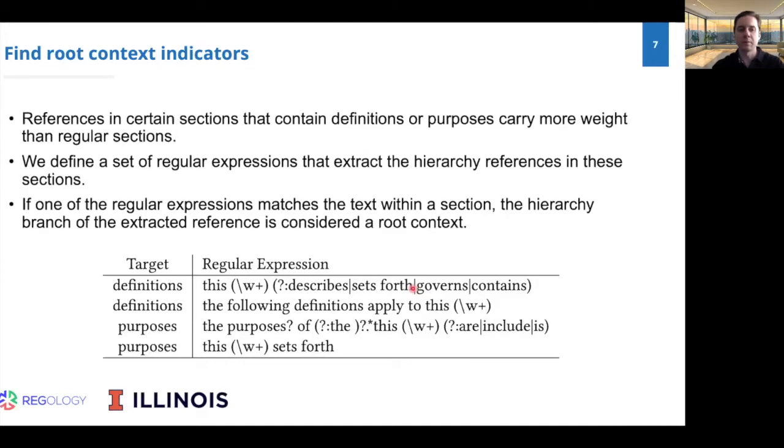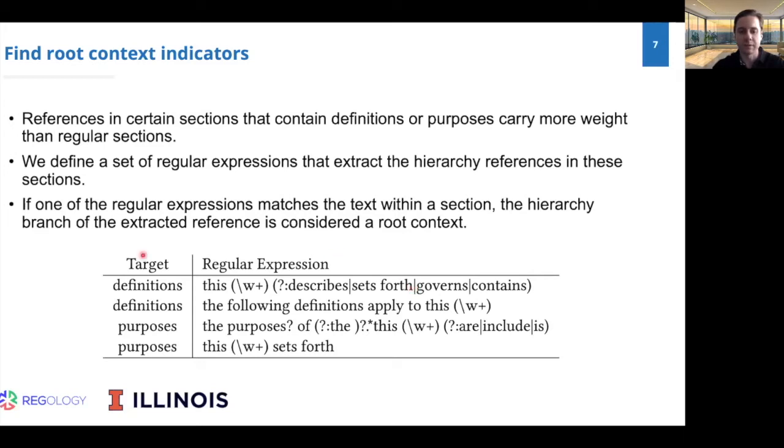The second step of our approach is finding root context indicators. What this means is that references in certain sections that contain definitions or purposes carry more weight than regular sections. And we define a set of regular expressions, which you can see in the table, that extract the hierarchy references in these sections. And if one of these regular expressions matches the text within a section, the hierarchy branch of the extracted reference is considered a root context.